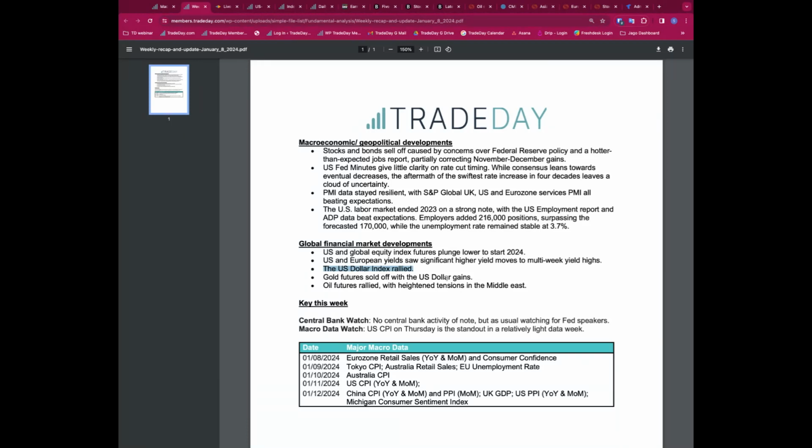And then on the back of the US dollar gains, remember there's that inverse relationship between the US dollar and gold. So gold futures sold off as the US dollar gained. And oil, with heightened tension in the Middle East, not just Israel, Gaza, but elsewhere, Red Sea, etc., we saw oil futures pushing higher.